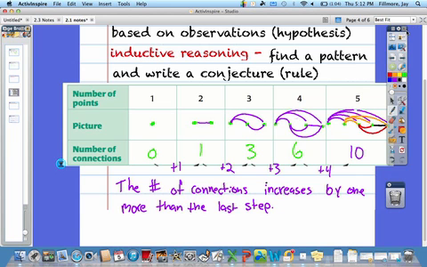So if I were to count these, I have a total of 1, 2, 3, 4, 5, 6, 7, 8, 9, 10. Correct. Those are all my connections. Our conjecture was true.